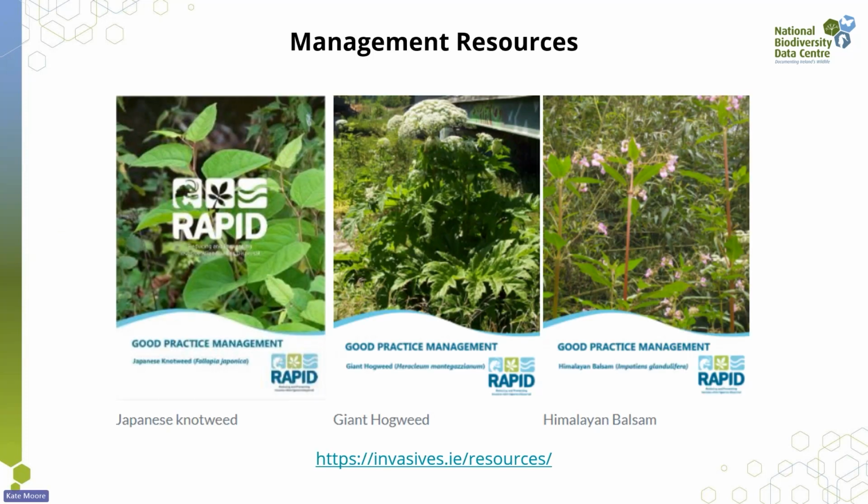So there are management resources available on our website, which you may be interested in taking a look at. But just be aware that these guidelines may not refer to or take into account Irish regulations. So these documents will guide you in management approach, but just be mindful to have a site-specific plan and to ensure compliance with Irish law.